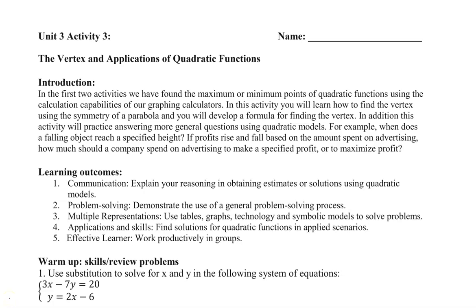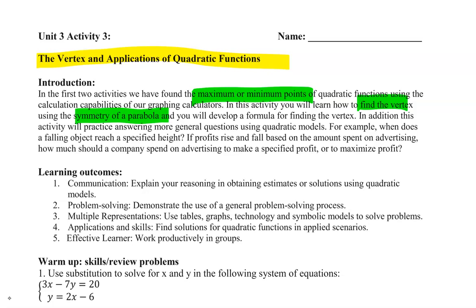Unit 3, Activity 3, the vertex and applications of quadratic functions. In the first two activities, we have found the maximum or the minimum points of quadratic functions using the calculation capabilities of our graphing calculators. In this activity, you will learn how to find the vertex using the symmetry of a parabola, and you will develop a formula for finding the vertex. In addition, this activity will practice answering more general questions using quadratic models.